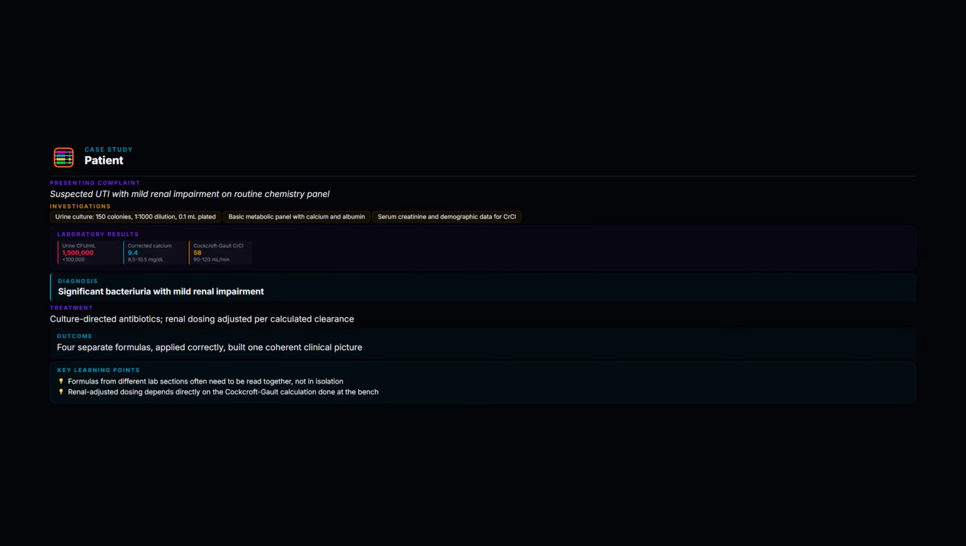Let's put several formulas to work on one real bench scenario. A urine culture reads 150 colonies from a 1:1000 dilution. That's 1.5 million CFU/ml, clearly significant. The same patient's chemistry panel shows a corrected calcium of 9.4, an anion gap of 14, and a Cockcroft-Gault clearance of 58 mL/min, a coherent clinical picture assembled entirely from formulas.